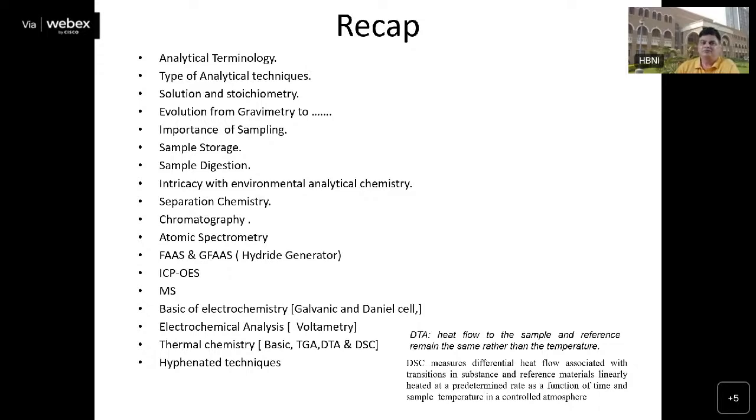Then we have seen some part of the solution and stoichiometry. While discussing solution and stoichiometry, stoichiometry means what is the meaning of the alphabets given in the parenthesis, which denote the physical state of the particular compound or molecule, and the coefficients used in the equations are basically to balance the equations, because both sides of the equation have the same number of atoms. Then we went through the evolution of analytical chemistry.